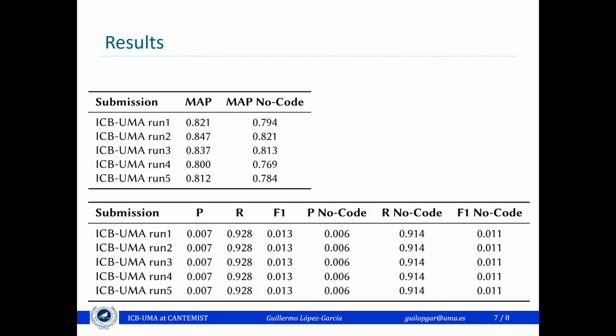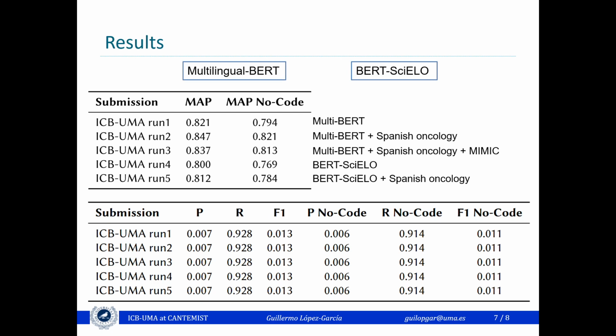To conclude, we now summarize the results obtained by our team in the CANTEMIST coding subtask. We submitted 5 different runs of our system. The first 3 runs correspond to the multilingual BERT model, and the last 2 runs correspond to the BETO model. In order to adapt BERT to the Spanish clinical domain, we further pre-trained both models on a private corpus of 31,000 oncology documents in Spanish, which correspond to, respectively, the 2nd and the 5th runs.